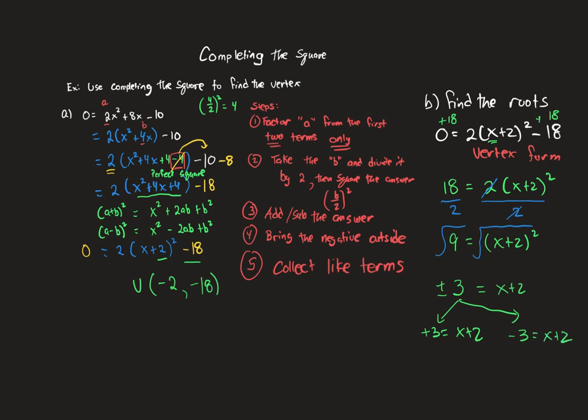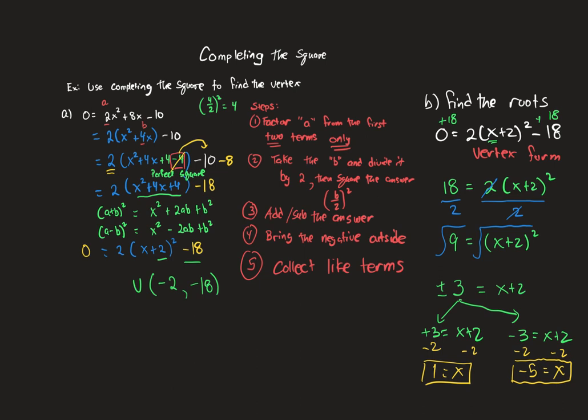Once again, you're going to get the x by itself. You're going to subtract 2 from both sides, doing both at the same time here. It's going to leave me with 1 on this side. It's one of my x's. And negative 3 minus 2, that's going to give me negative 5. And those are my two x-intercepts.